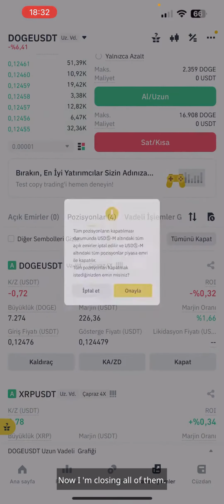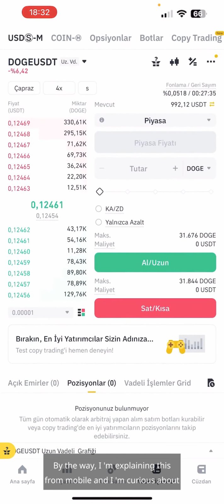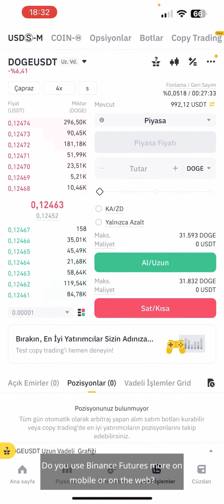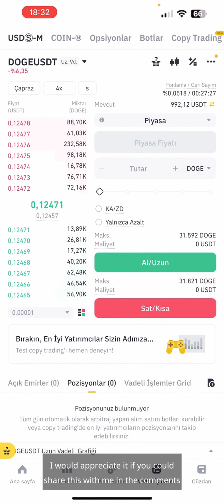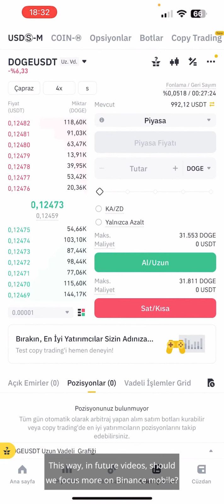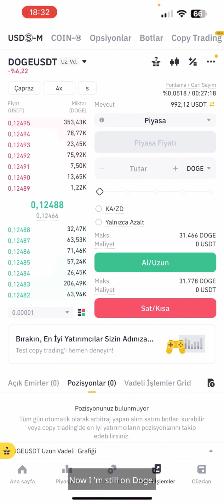Now I'm closing all of them. Let's also take a look at this. By the way, I'm explaining this from mobile and I'm curious: do you use Binance Futures more on mobile or on the web? Which one should I explain to you? I would appreciate it if you could share this with me in the comments. This way, in future videos, should we focus more on Binance Mobile, or should we explain it on the web? You will have decided. Now I'm still on Doge.